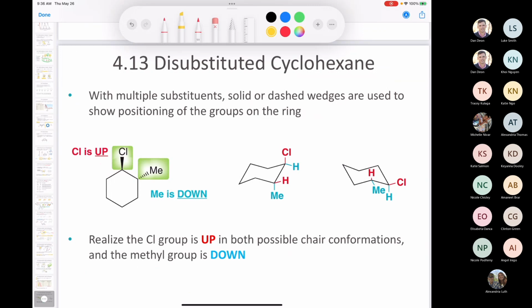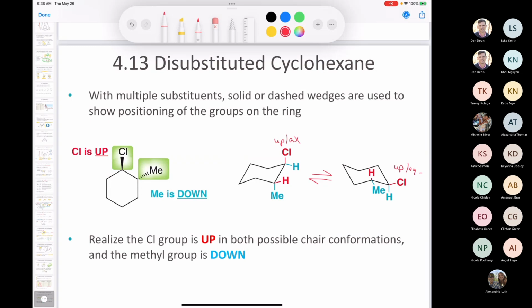So if we look at this cyclohexane right here, we see that since the chlorine is on a wedge, it's pointing up towards us. Now, that up could be up and axial, or up and equatorial. You see the two conformations right here. These are in equilibrium with each other. In one of them the chlorine is up and axial, and in the other it is up and equatorial. The same thing applies for the methyl group.